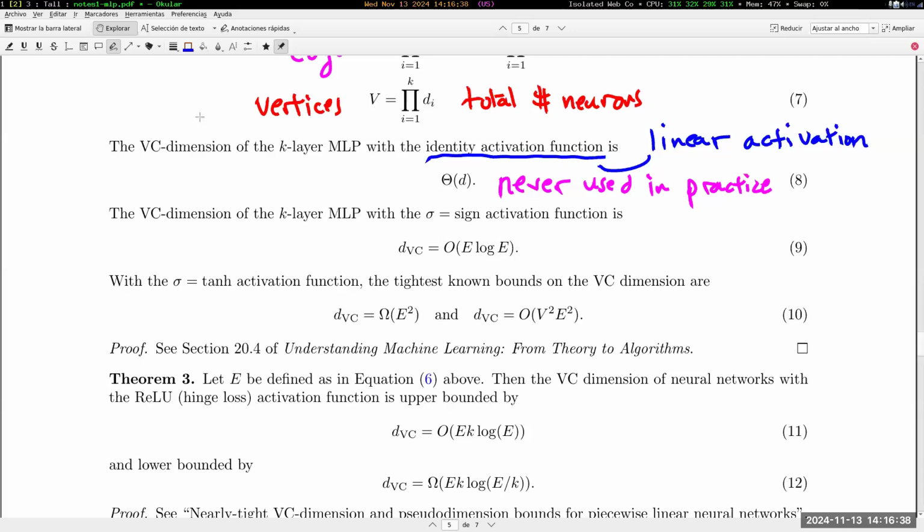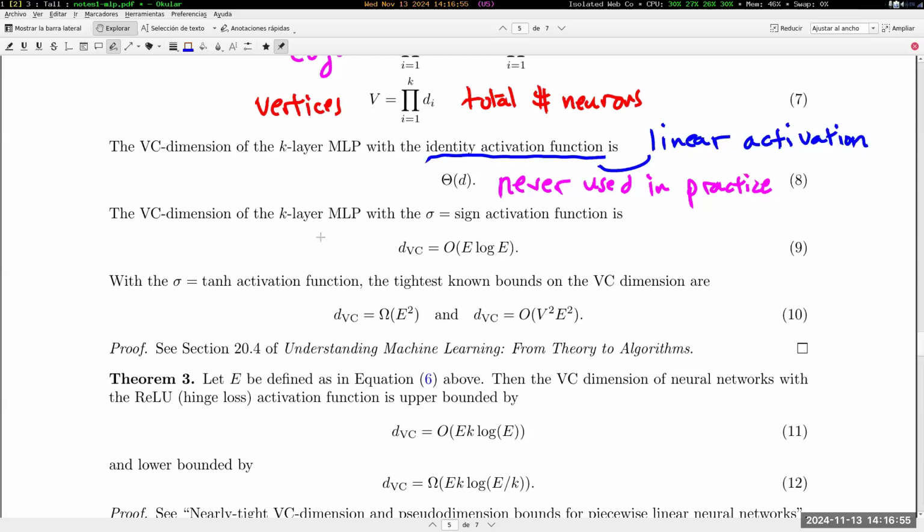We have a handful of other bounds on the VC dimension too. And in general, it is an open problem what the exact VC dimension is of any neural network. It's something that we don't know how to compute. Nobody knows how to compute. We just have a series of bounds.